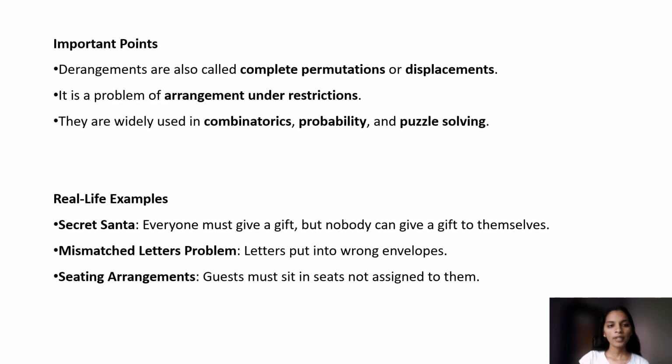Some important points about derangements include: these are also called complete permutations and displacements. It is a problem of arrangements under restrictions. They are widely used in combinatorics, probability, and puzzle solving. Some real life examples are Secret Santa, where everyone must give a gift, but nobody can give a gift to themselves. Mismatched letters problems, where letters are put into wrong envelopes. Seating arrangements, where guests must sit in seats not assigned to them.